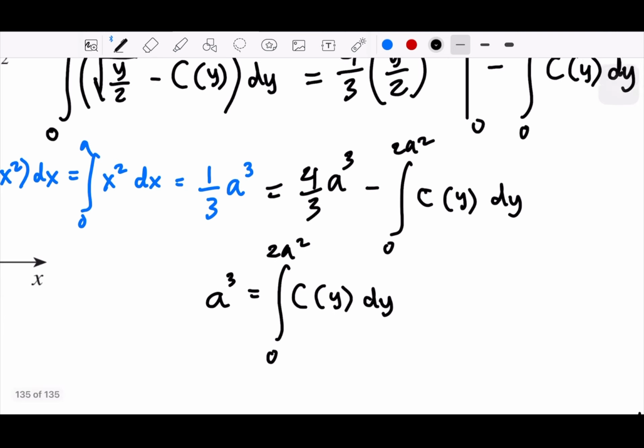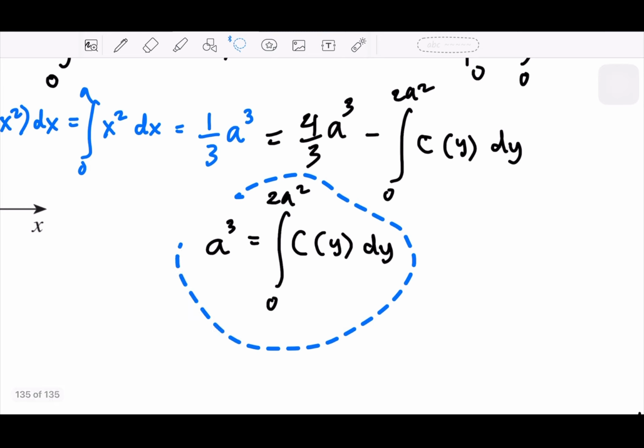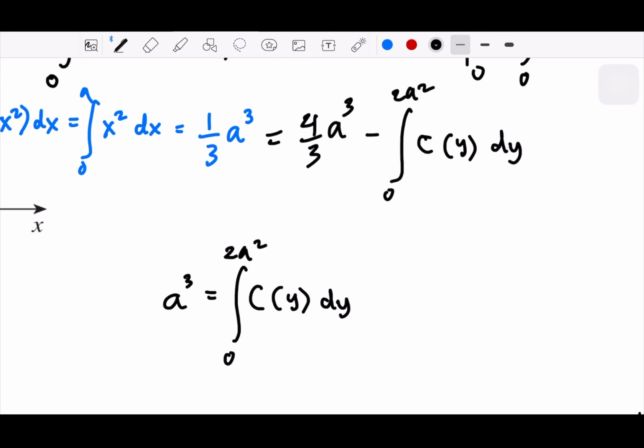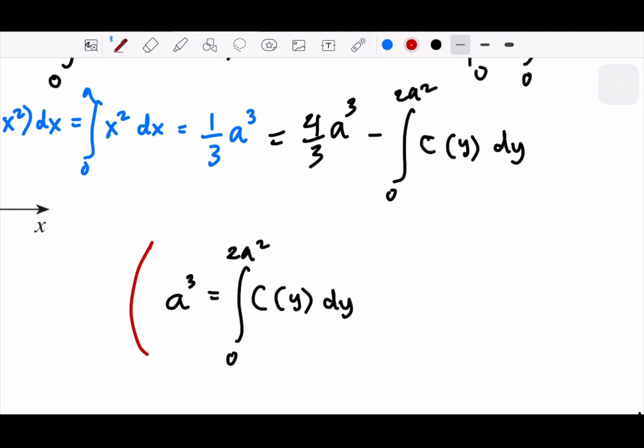And how to solve this? Now we have this. How to solve this? Remember the previous two questions before? Yeah, the fundamental theorem of calculus. So we take the derivative of a to remove this integration, right? So we take the derivative of a.